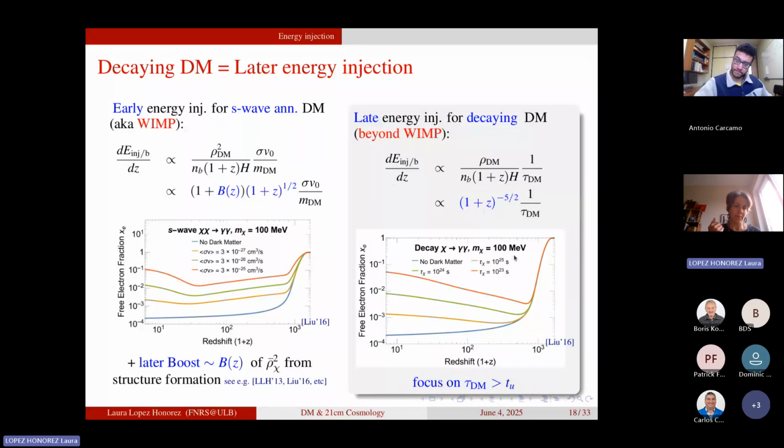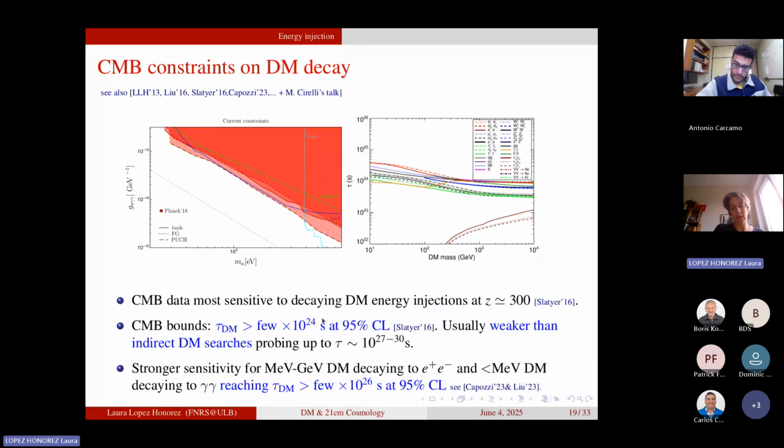So at the end of the day, for dark matter annihilation through S-wave annihilation, it's already well known that the CMB gives strong constraints on dark matter properties. In the case of dark matter decays, CMB bounds for dark matter decaying into electron-positrons or whatever are typically something like 10 to the 24 seconds at 95% confidence level. If you compare to indirect dark matter searches, this is very bad. Indirect dark matter searches probe lifetimes of 10 to the 27, 10 to the 32 seconds.